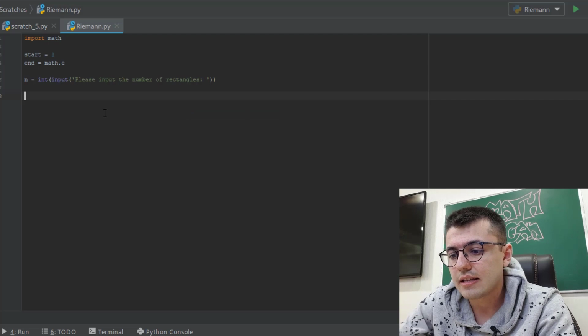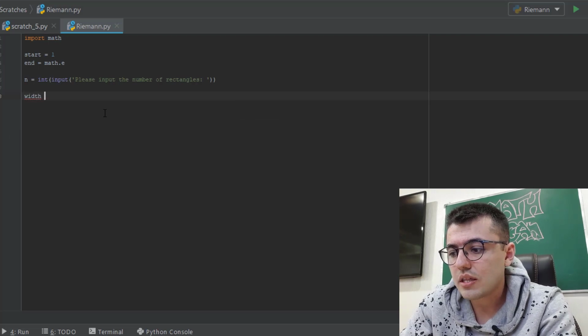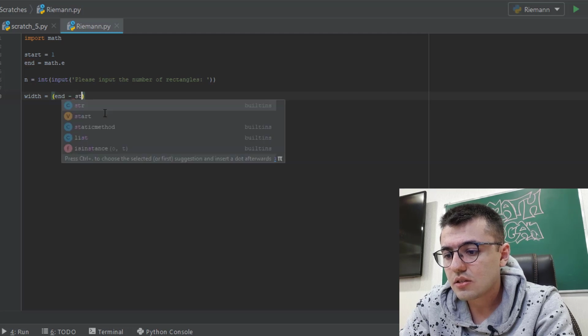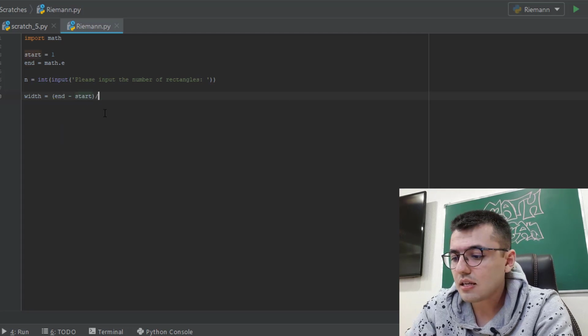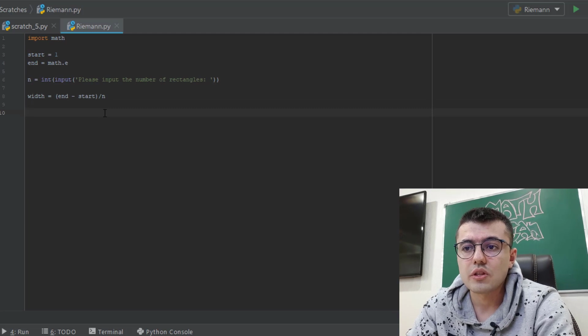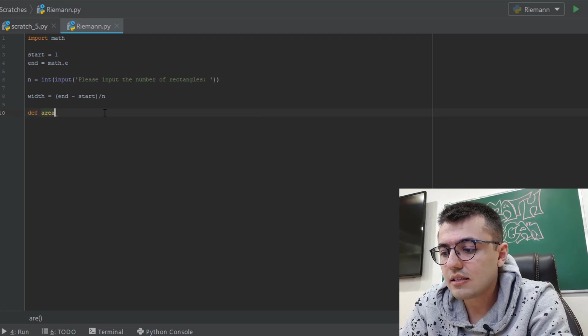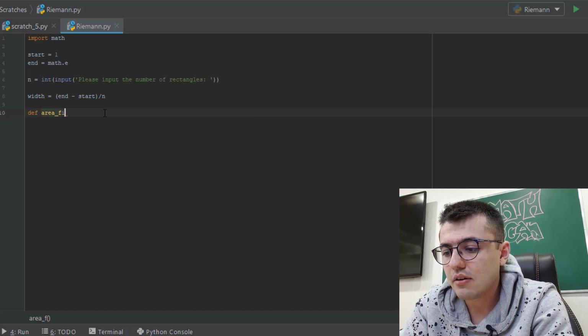So let's write that down. So the width is: subtract the start from the end and divide by the number of rectangles. That's how I find the width. And after that, I have to define the function that will find the area. So let's call it area finder.